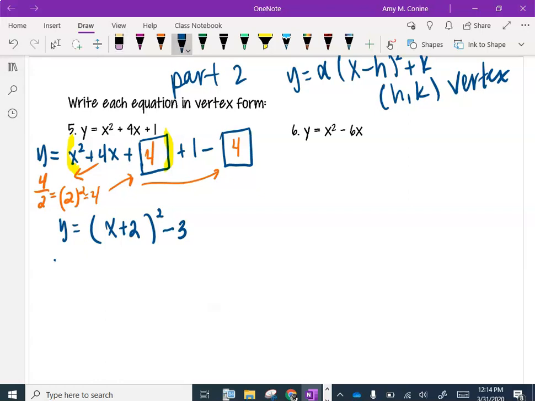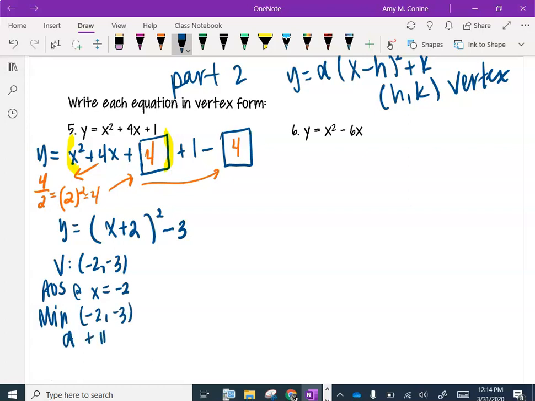And our vertex now is going to be -2, -3. Our axis of symmetry goes through -2, and we should have a minimum at that same point of -2, -3, because a is a positive number. Okay, so that one's a nice way to intro into this.